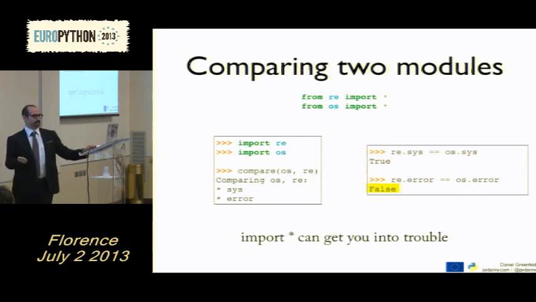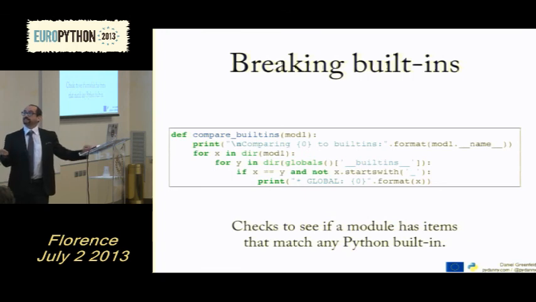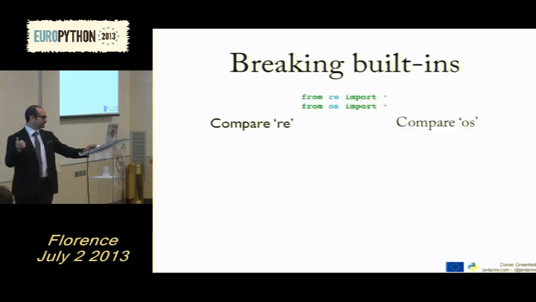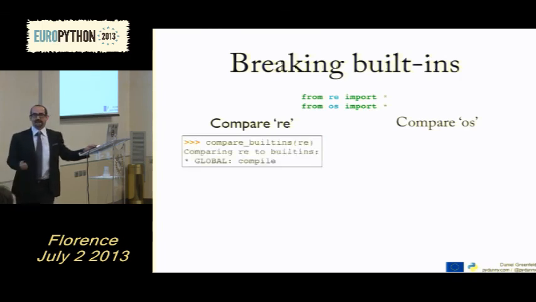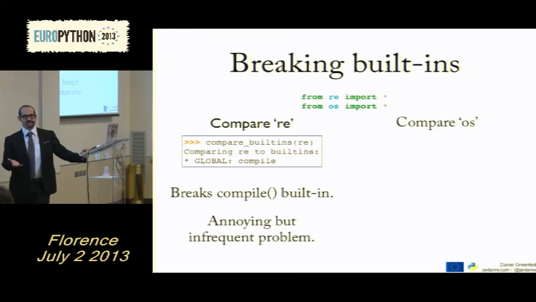So yeah, import star can get you into a bit of trouble. And it can kill your Python. It can break the built-ins. So I wrote this other little function called compare built-ins, which takes, let's say, the regex library or the OS library, and it checks to see if we're going to collide with any of the Python built-ins. And let's see what happens if I compare regex against the built-ins. And here, I overwrite the compile function. And odds are it's not going to kill you. I mean, at least for the work I've done, I don't think it's going to hurt me.